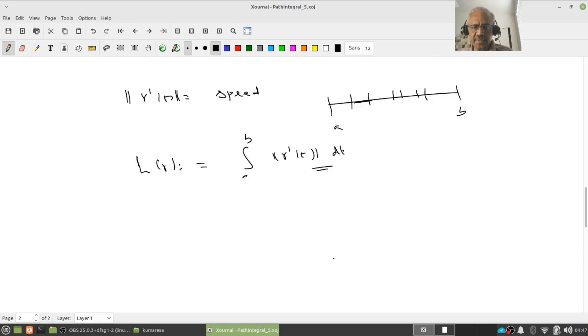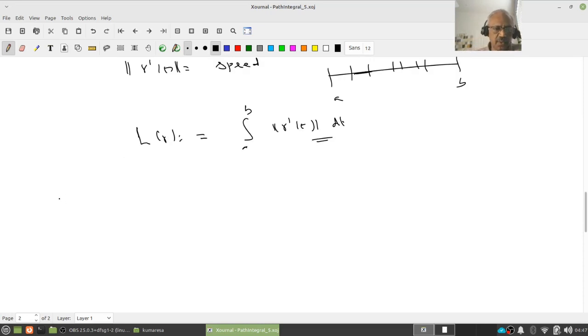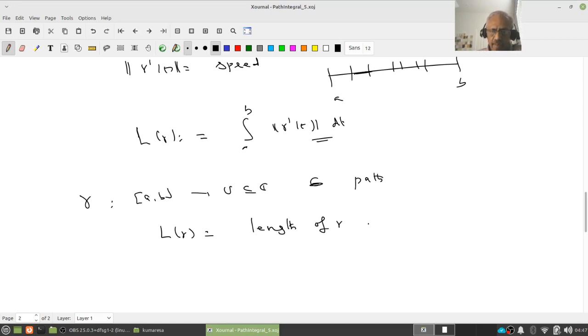This is the geometric meaning. So, if gamma is a piecewise smooth path, then we call L of gamma the length of gamma. What is this? By definition, this is the sum of the integrals from t i minus 1 to t i of modulus gamma prime t dt, with i running from 0 to n.